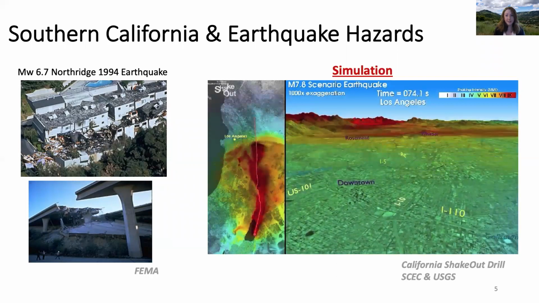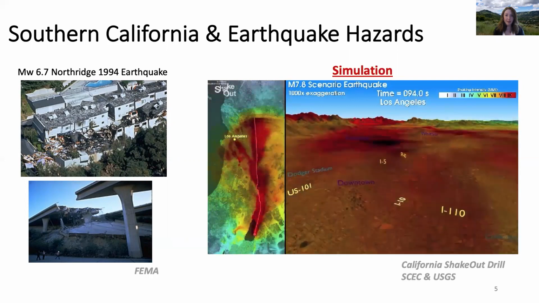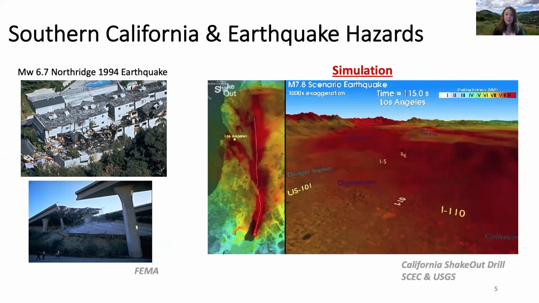As you can see, downtown Los Angeles gets extremely shaken up because it's in a sediment basin that will reverberate and amplify seismic waves. In the case of a large event, emergency responders need to know where to direct the majority of their efforts, which will depend on knowing where shaking has occurred the most.